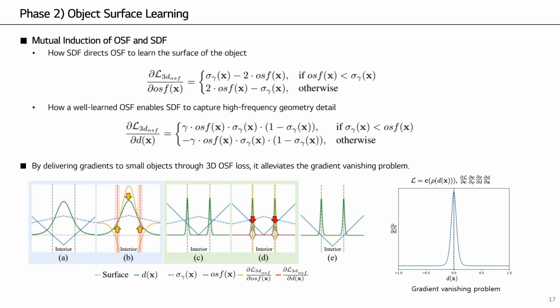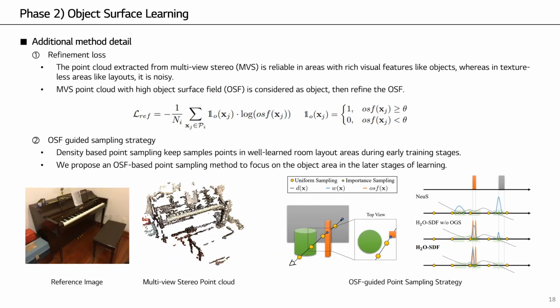We mathematically explain how the OSF learns the surface of the object and how a well-learned OSF enables the SDF to capture detailed geometry. The 3D OSF loss helps deliver gradients to small objects, mitigating the gradient vanishing issue. Additionally, we propose a refinement loss that enhances the OSF using points extracted from multiview stereo and an OSF-guided sampling strategy that samples points according to the object surface probability.